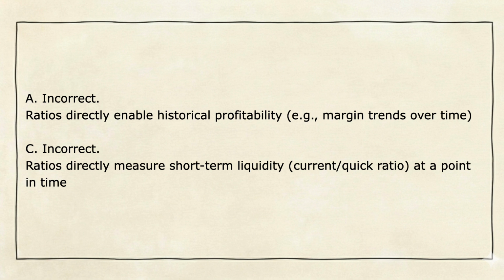A. Incorrect. Ratios are a great way to see how well a company has been doing in the past, like how its margins have changed over time. C. Incorrect. Ratios give us a snapshot of how liquid a company is right now, focusing on its short-term assets, like the current and quick ratios.